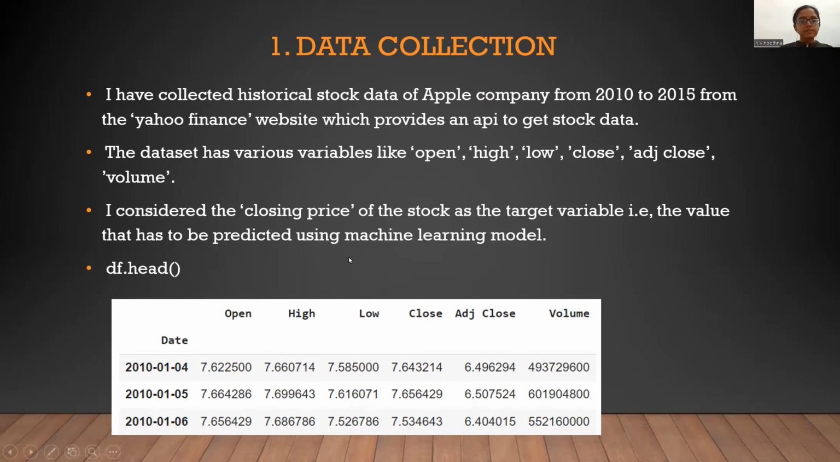So these are the various types of prices. Here I am considering the closing price as the target variable. That is, I would like to predict the closing price value of the stock by using a machine learning model. To get to know the data in the dataset, we will be using the head method to get the top 5 rows of the data. By using the head method, I have got the top rows of the dataset. So let's see this in the demonstration.